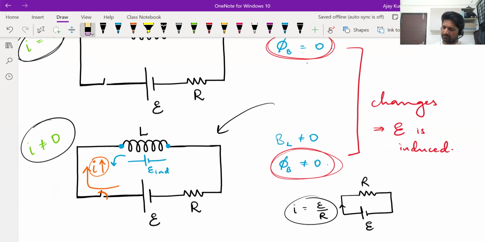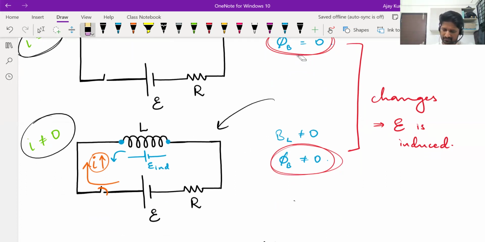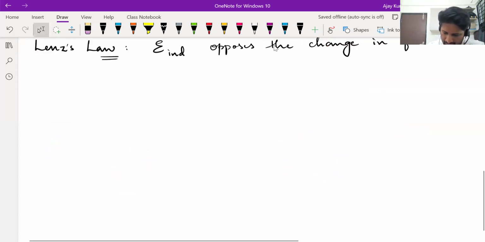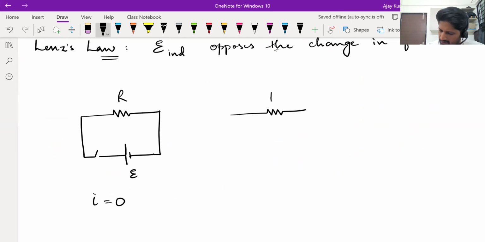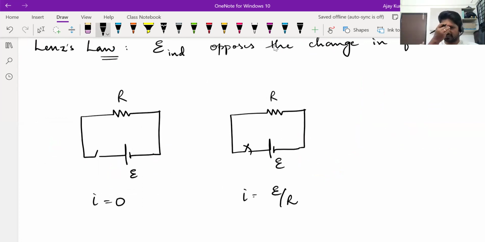If it was a simple circuit like this, only a battery and a resistor. Assume the battery is not connected yet. Then here in this case, the current would be 0. The moment you close the switch, the current becomes E by R. Okay, it will suddenly increase to E by R.